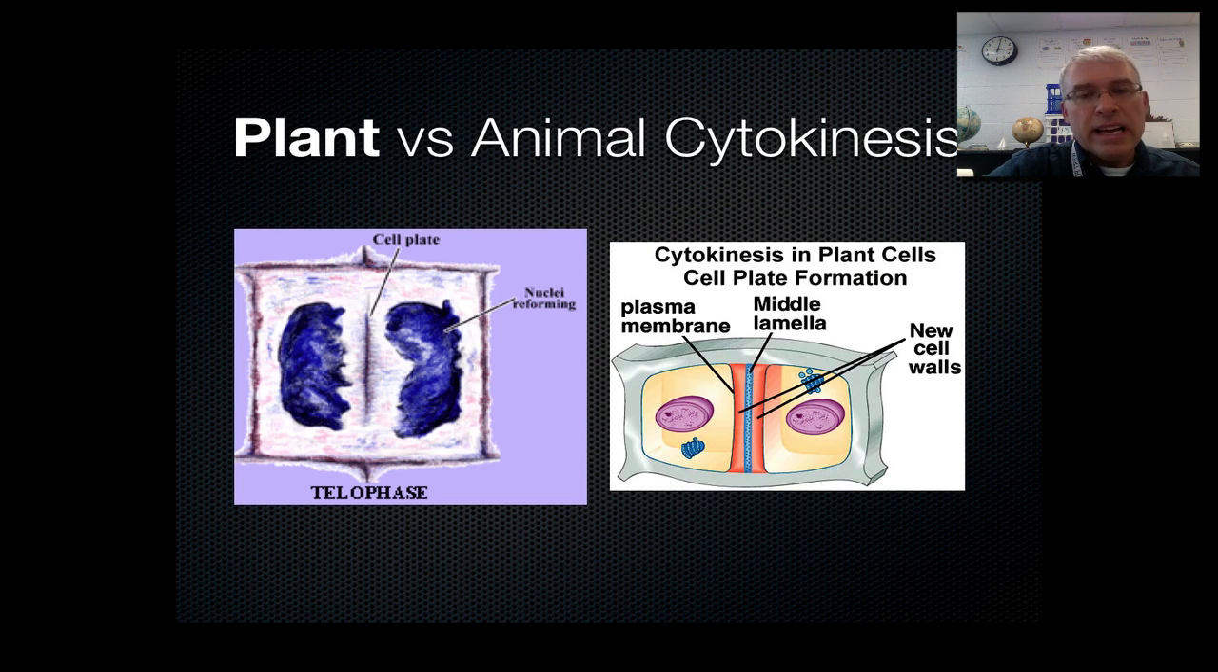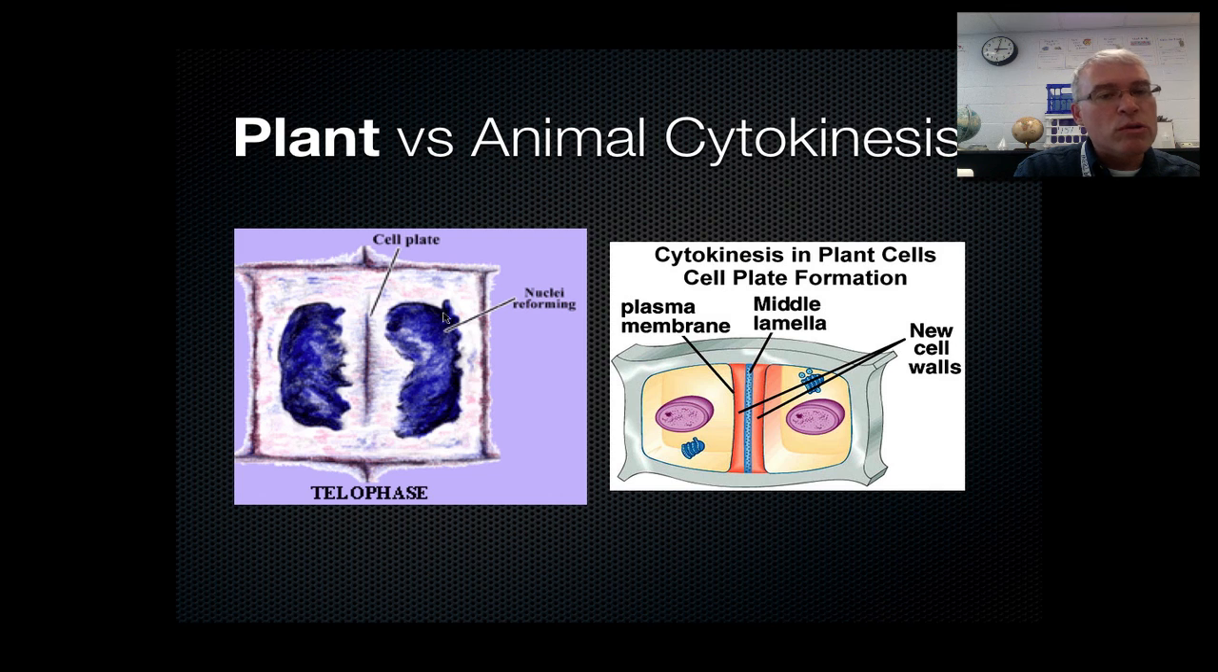All right. Plants and animals go through cytokinesis in different ways. If you remember, plant cells have a cell wall that gets in the way. So the way a plant cell is going to go through cytokinesis, it's going to build something called a cell plate between the two new nuclei at the end of telophase.